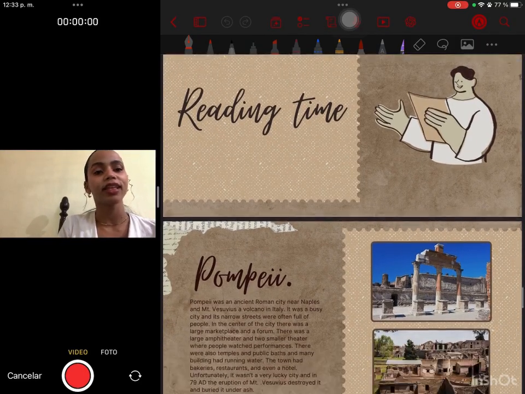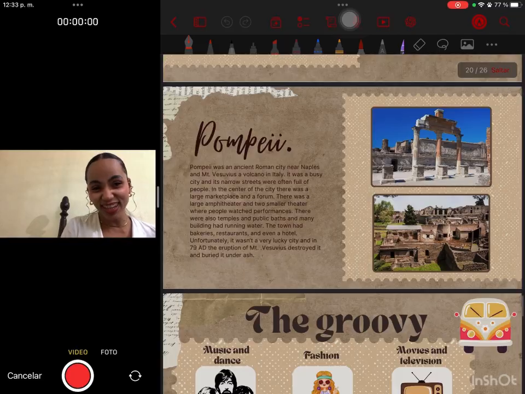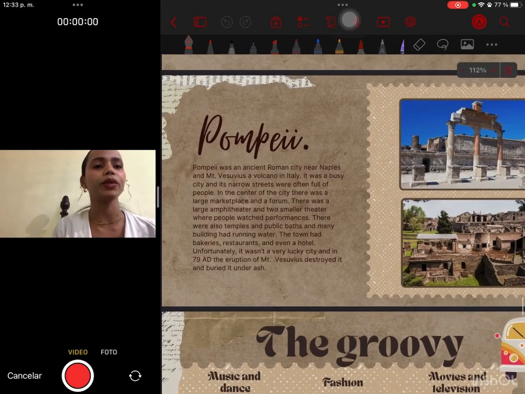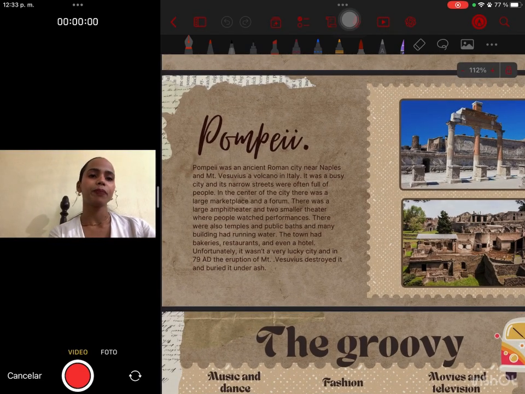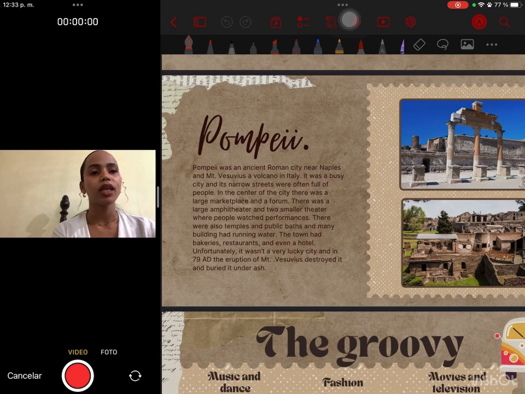Reading time. Pompeii. Pompeii was an ancient Roman city near Naples and Mount Vesuvius, a volcano in Italy. It was a busy city and its narrow streets were often full of people.